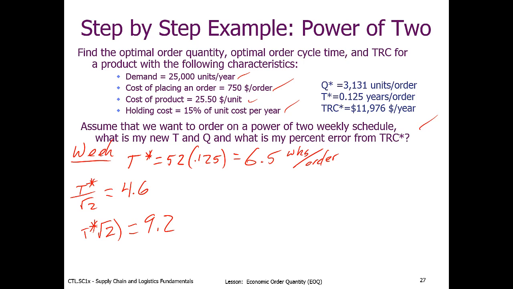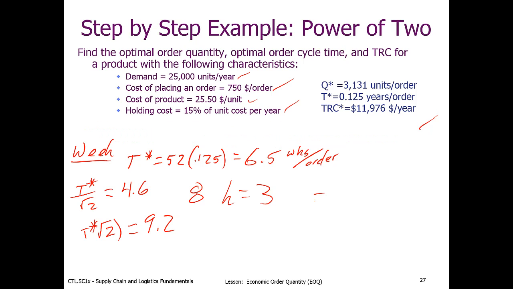So I know 2 to the 0 is 1, 2 to the 1 is 2, 2 to the 2 is 4, 2 to the 3 is 8. 8 falls between that. So I'm going to use 8, which means my k is equal to 3. So what does this mean? I'm going to order 8 times per year. That's going to be the same thing as 0.1538 years per order, right? I just multiplied by 52. 8 over 52 will give you this.